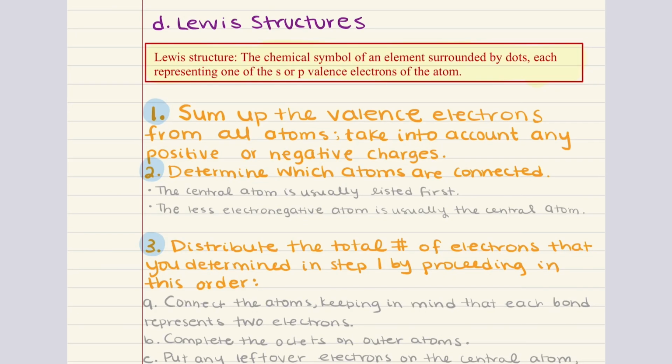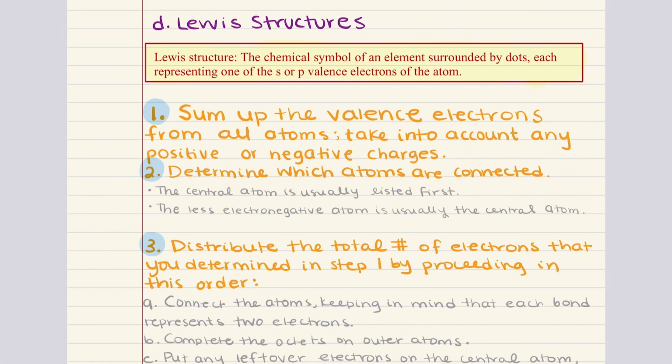Today we're going to be continuing our lecture on bonding and chemical interactions. We left off in the previous video at Lewis structure, so let's get started there. The simplest model for describing the bonding in a molecule is its Lewis structure, which shows how the valence electrons are arranged among its atoms.